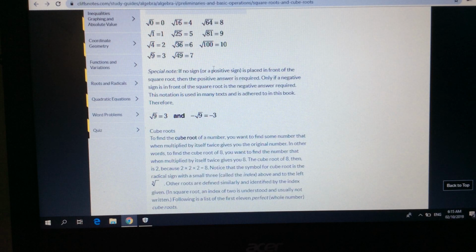So, if no sign is placed in front of the square root, then the positive answer is required. Only if a negative sign is in front of the square root is the negative answer required. This notation is used in many texts and it's adhered to in this book. Therefore, the square root of 9 is 3, and the square root of negative 9 is negative 3.